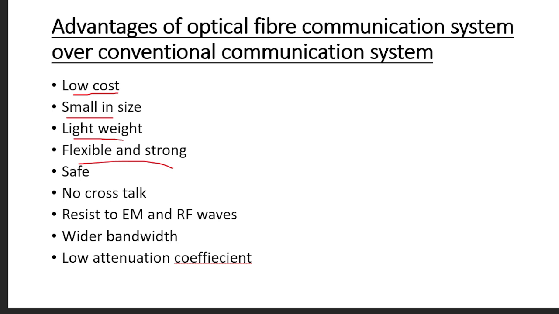Now the next advantage is wider bandwidth. A telephone cable of 900 pairs can carry 10,000 calls at a time, whereas a fiber of 1 millimeter area can carry 50,000 calls at a time. So its bandwidth is wider. Now the last advantage is low attenuation coefficient. The loss per unit length is very less, that is 4 dB per kilometer. So the loss is reduced when the signal propagates through the fiber. So these are the advantages of optical fiber over other communication systems.